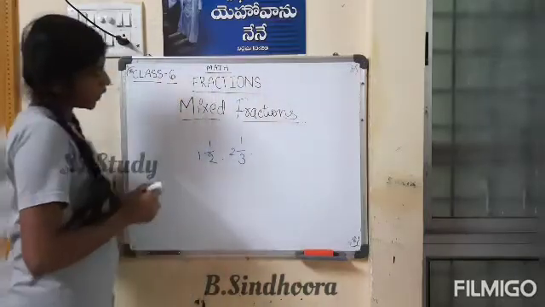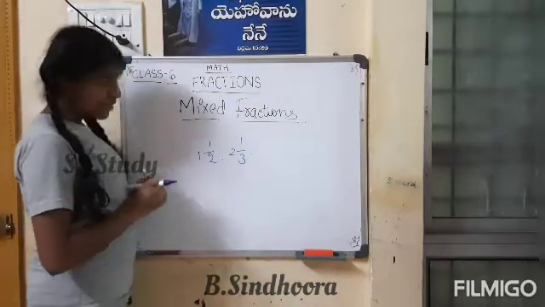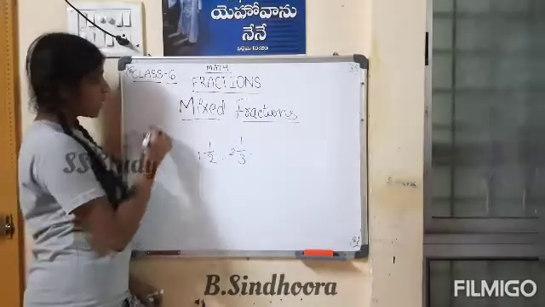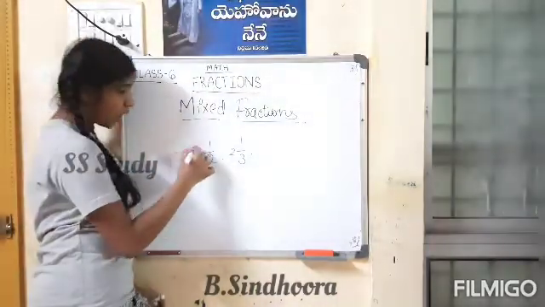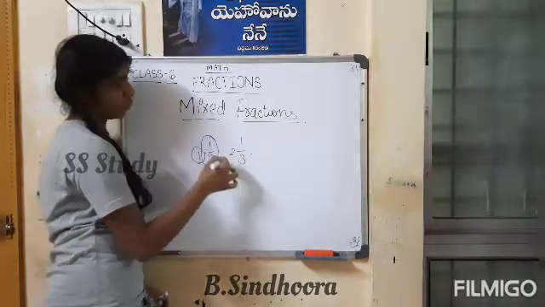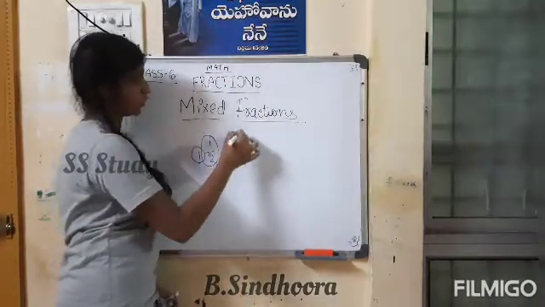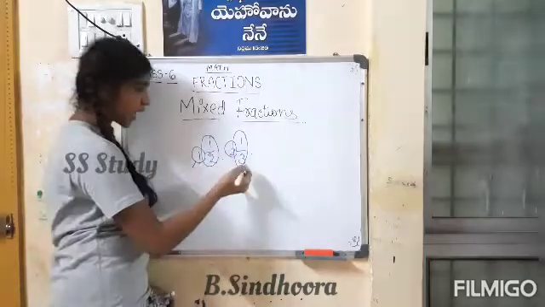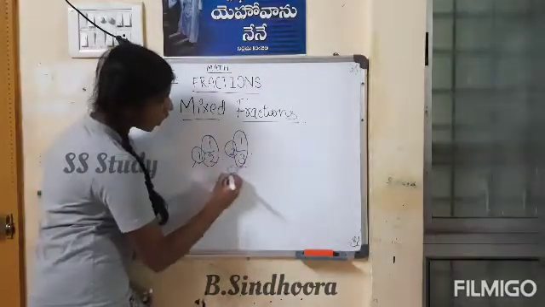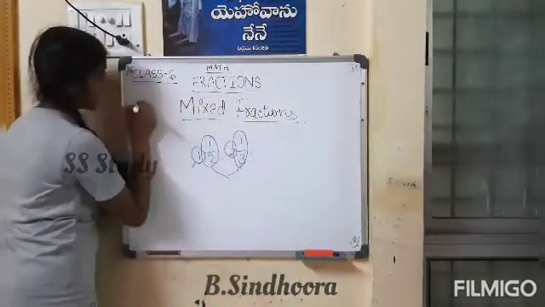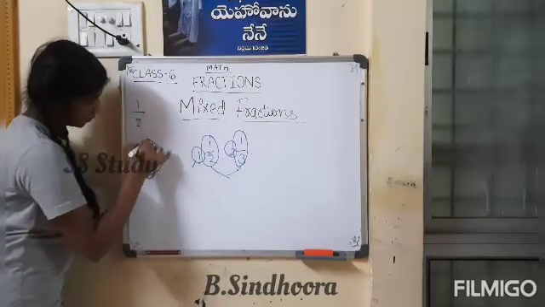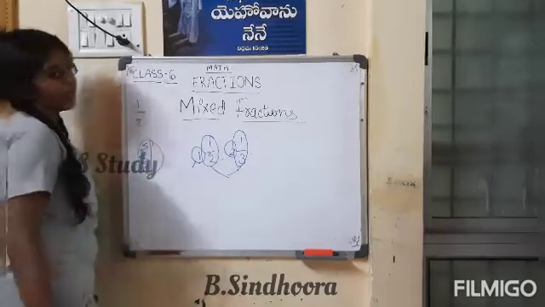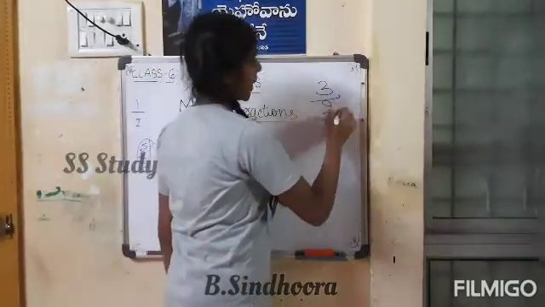How are they mixed fractions? Mixed fractions are fractions which have a whole part with a fraction. This is a whole part. This is a fraction. How will you draw a diagram? See, for the like fraction 1 by 2, how will you draw a diagram? You will share this. This is called 1 by 2. Now the improper fraction 3 by 2.